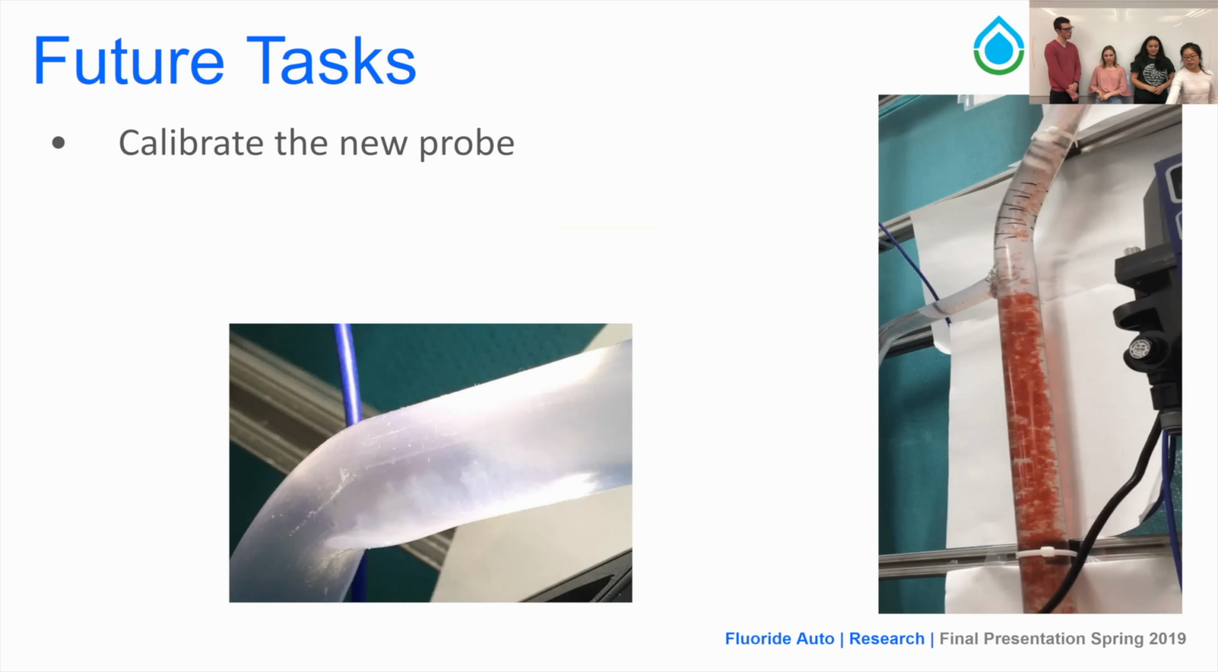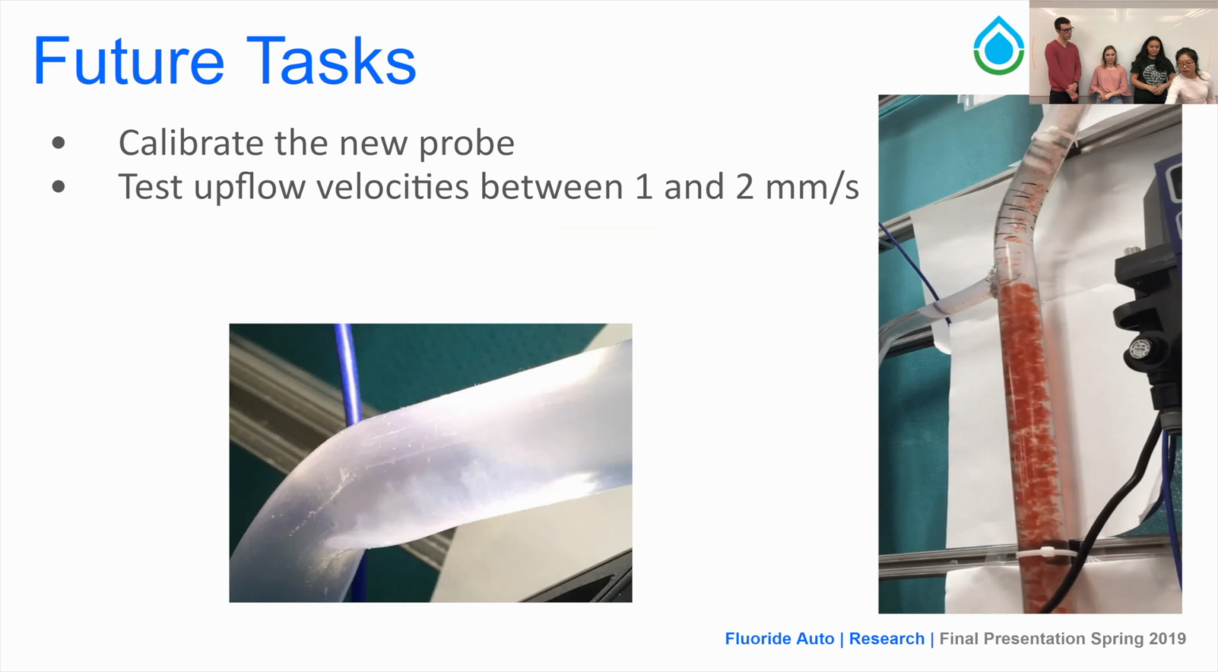So for the future, like Desiree said, we just got a new probe, so we're going to calibrate it and make sure everything works. We also want to test upflow velocities between 1 and 2 millimeters per second. In AguaClara plants in the field, they use 1 millimeter per second, and in our lab, we've been using 1.5. However, we think there might be another optimal upflow velocity between 1 and 2. We want it to be low enough that the floc blanket can actually form and flocs won't exit the sedimentation tube, but also high enough that we won't get gel in the tube.